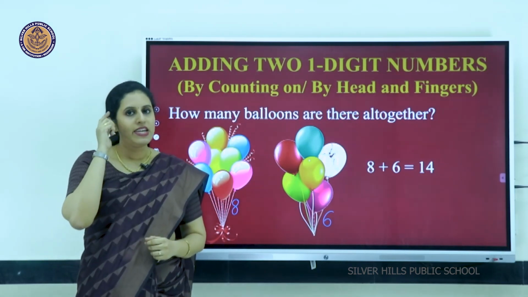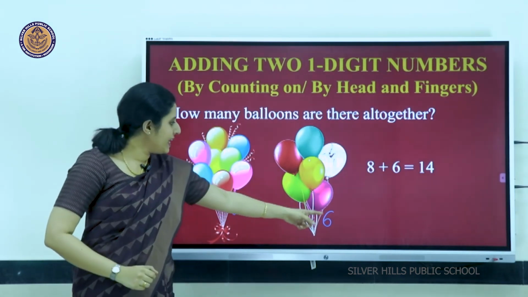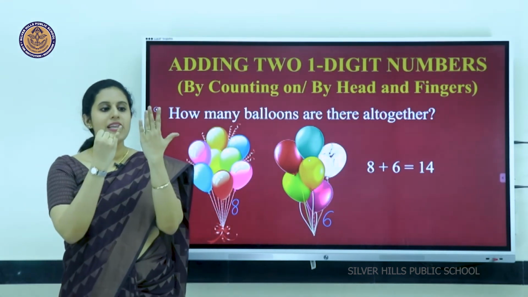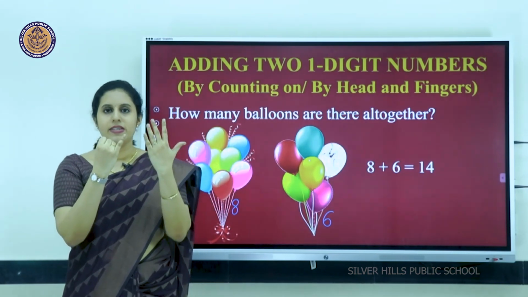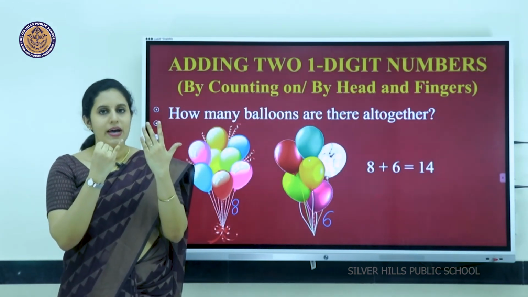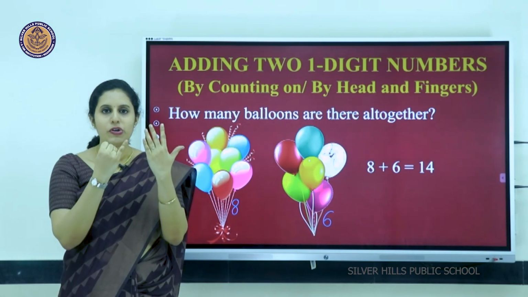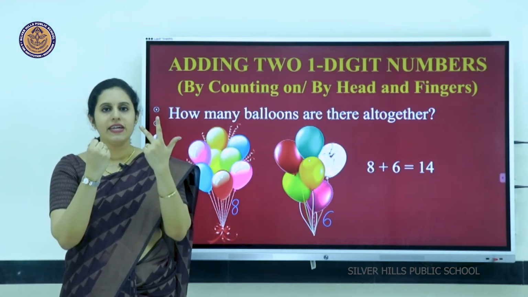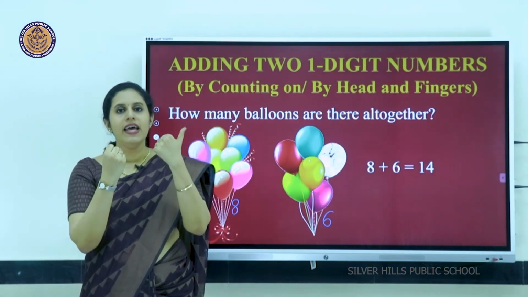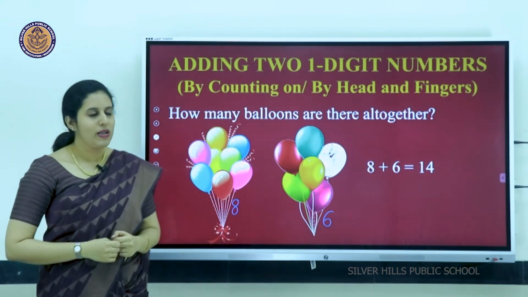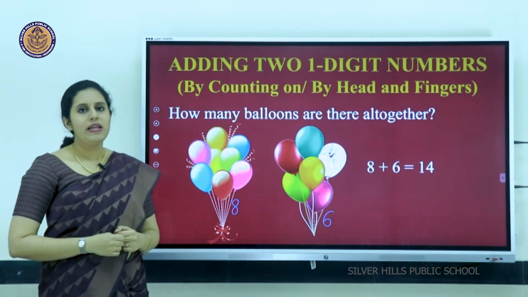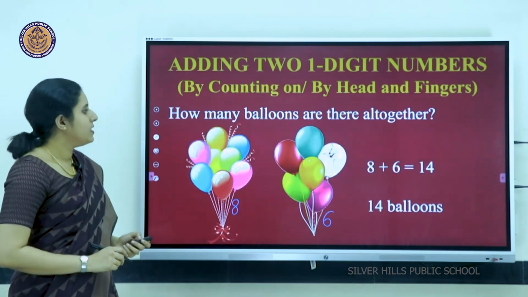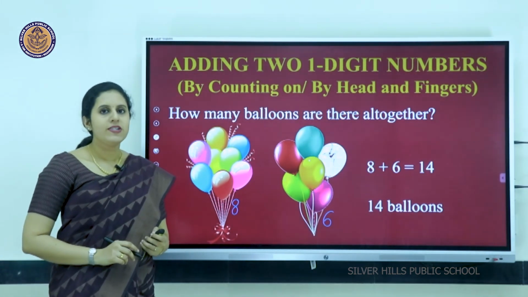You keep that 8 in your mind and you take the next number on your fingers. How many fingers you should lift up then? 6 you should lift up. 8 is in your mind. So, let's see. Let's count on from 8. 8, 9, 10, 11, 12, 13 and 14. So, how many balloons altogether? 14 balloons altogether, and this is the addition sentence. So, there are 14 balloons altogether.